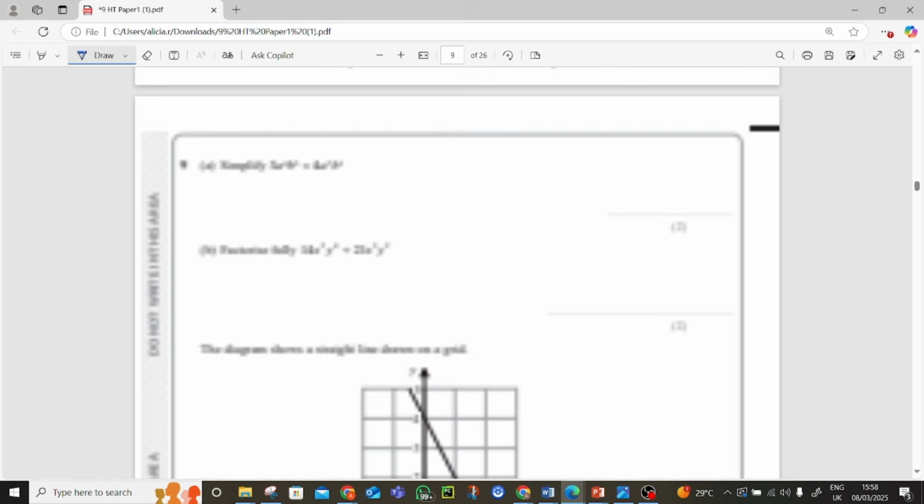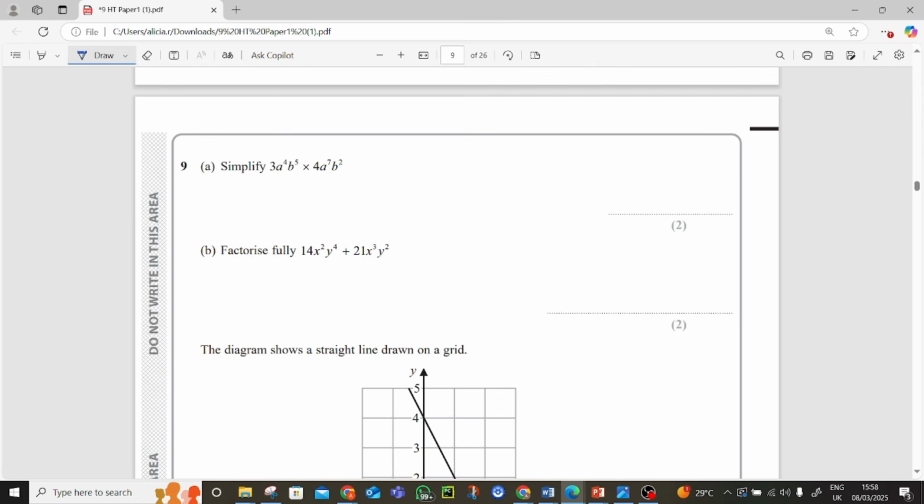Okay, on to the next question. So now here we're trying to simplify some indices again. First of all, you can do 3 times 4, which is 12. A to the 4 times A to the 7. So now we are going to add together those powers, and 4 plus 7 is 11. And then B to the 5 times B to the 2, you're going to add together those indices again, so it's B to the 7.